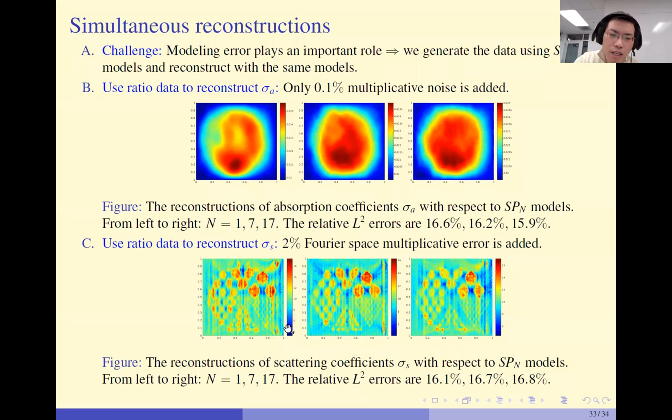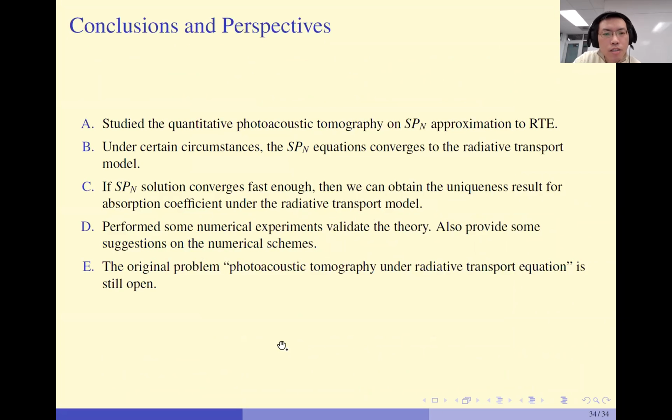But again, because of the modeling error, the error actually is not very sensitive. Okay, and some conclusions. So that is the talk, and I want to just emphasize that the original problem is still an open question, and I'm happy if you want to discuss with me about this question. That's it.